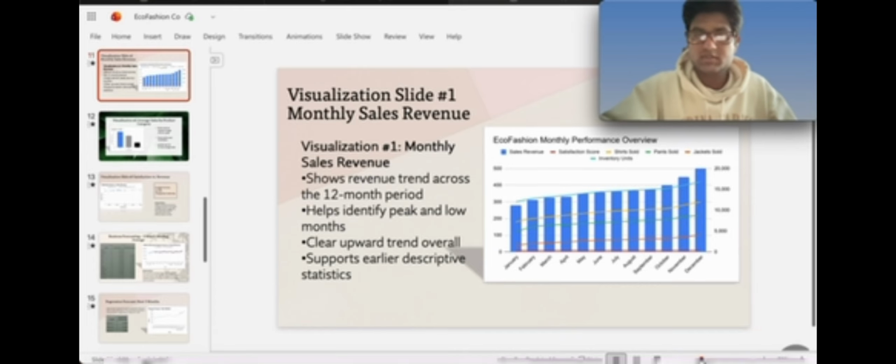From a business perspective, this pattern is extremely valuable. Knowing when revenue peaks allows Eco Fashion to plan ahead by increasing inventory, launching targeted marketing campaigns, and preparing customer support staff. Overall, this chart helps confirm that the company's growth is both steady and seasonally predictable.